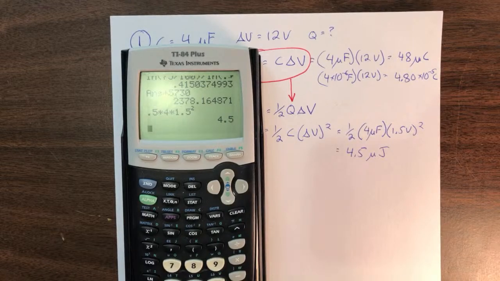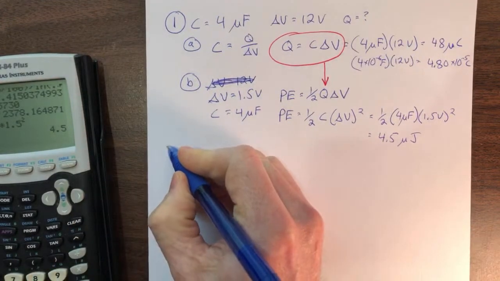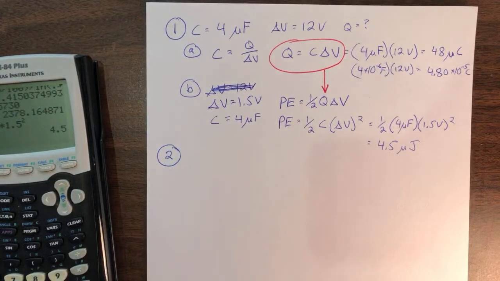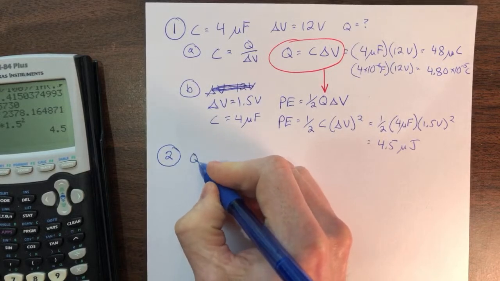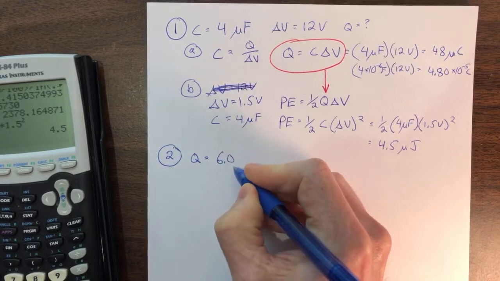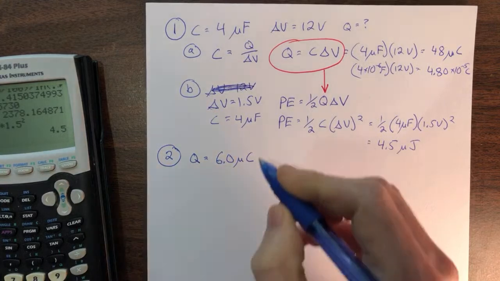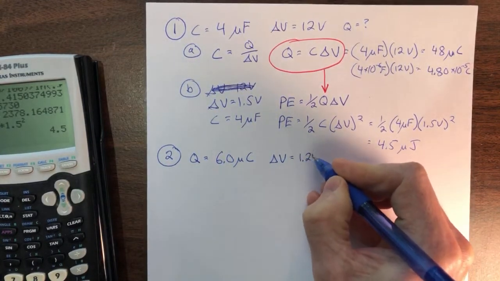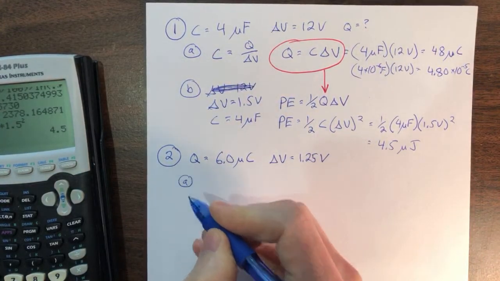All right. So let's move on to number 2, which is a parallel plate capacitor that has a charge. So now instead of knowing the capacitance, they're giving us the charge. So Q is 6.0 microcoulombs when charged by a potential difference. So we have the voltage of 1.25 volts. And we want to first find its capacitance.